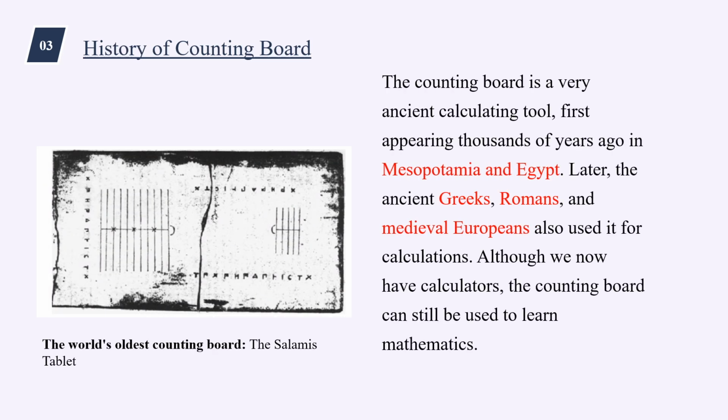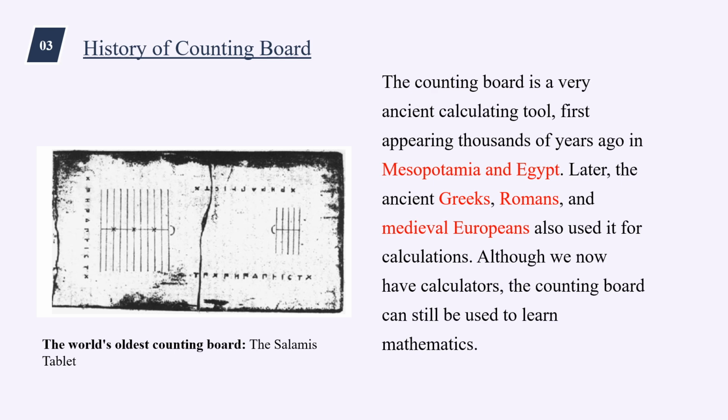The counting board is a very ancient calculating tool, first appearing thousands of years ago in Egypt. Later, the ancient Greeks, Romans, and medieval Europeans also used it for calculations. Although we now have calculators, the counting board can still be used to learn mathematics. The usage is that numbers were represented by moving pebbles within the groups. During calculations, the position of the pebbles will change according to addition or subtraction.